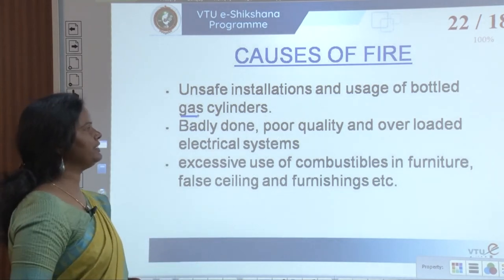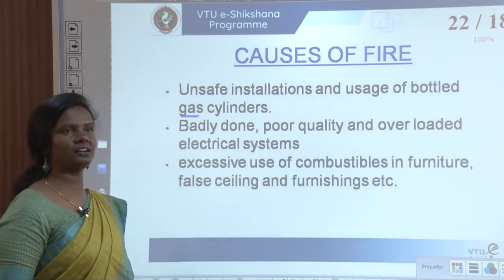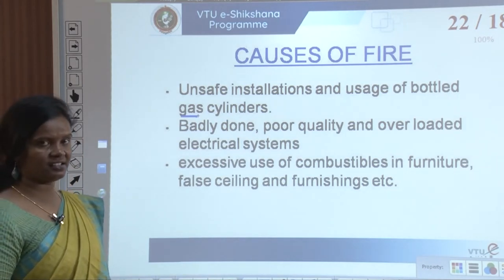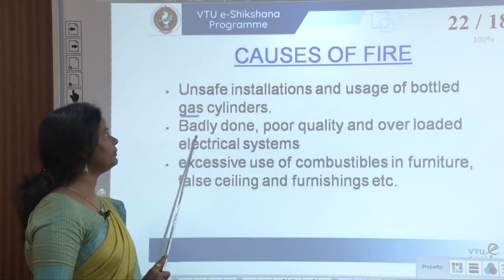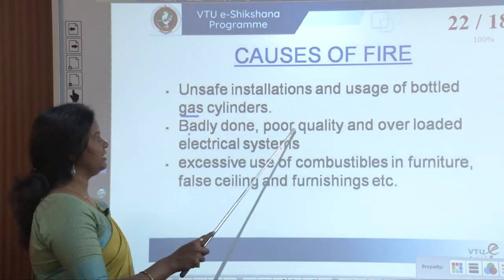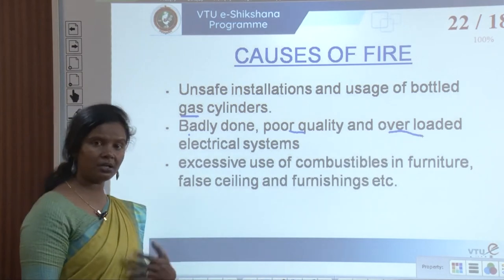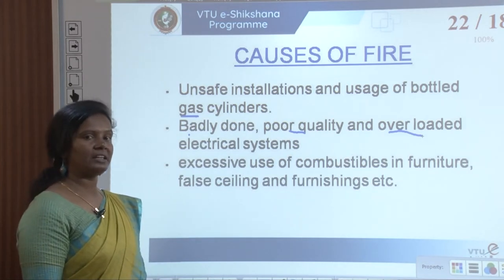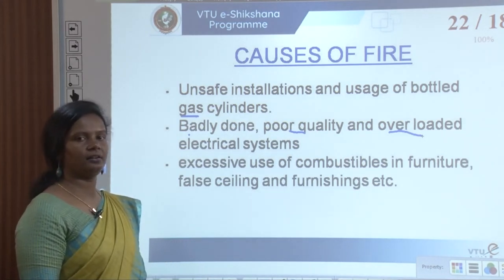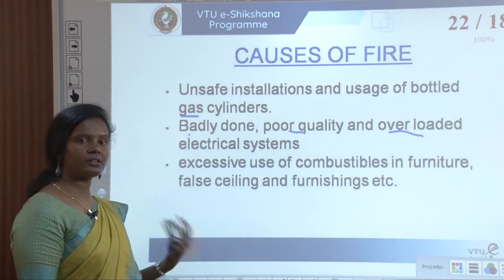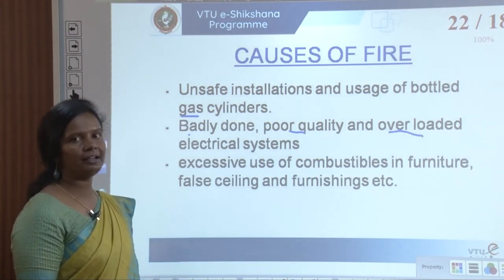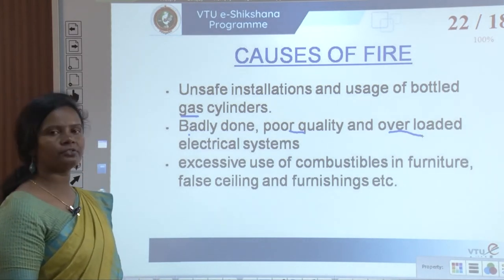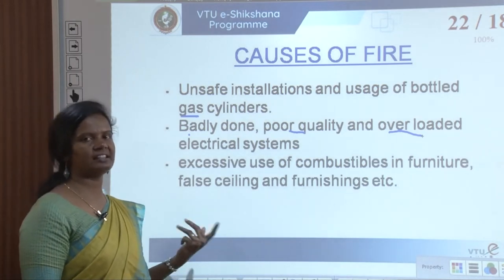Badly done, poor quality and overloaded electrical systems. Electrical systems are one more major reason why fire occurs in a building. When you overload the electrical appliances or the connectivity, or when the electrical systems are executed in a low quality or improper way, it can also cause fire. Excessive use of combustibles in furniture, false ceilings and furnishings.